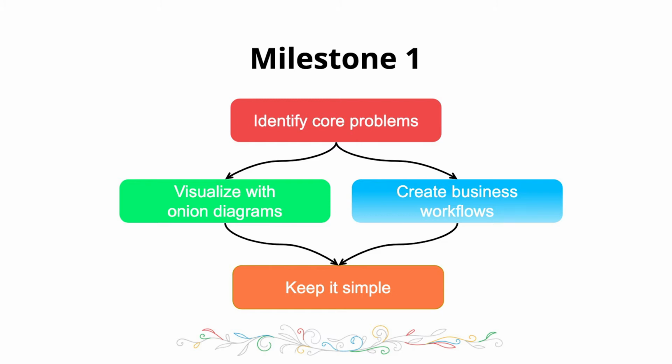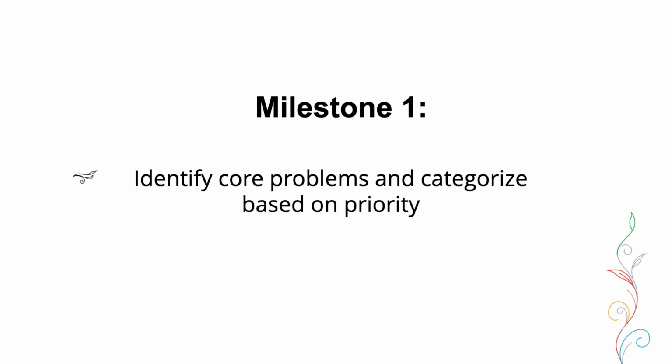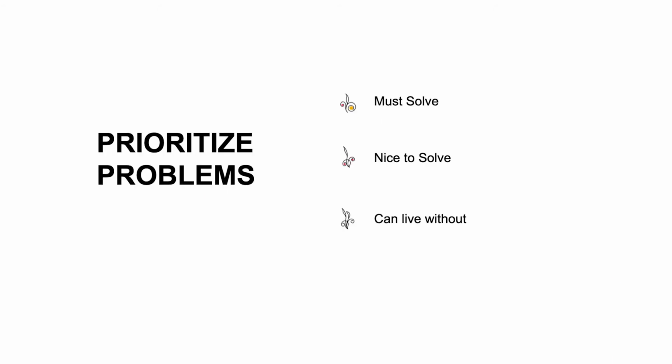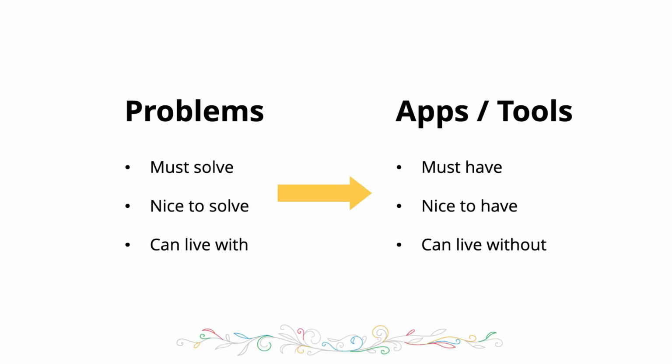So we can actually differentiate into 2 variations of identifying the core problems, with an onion diagram or a workflow, which I've just made for your understanding, but it differs. You can choose whichever way is possible, but end of the day, it is going to be the same for everyone, like prioritizing the key products that are needed for us. So identifying the core problems and categorizing based on priority is like, first you need to have the must-solve problem, or must-solve solution. The second one would be the nice-to-solve, and the third is can live without.